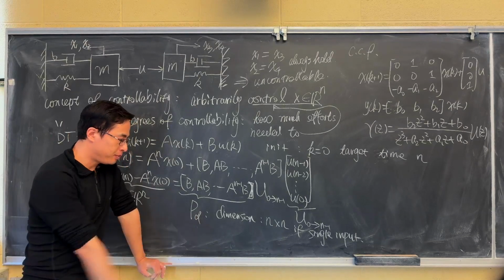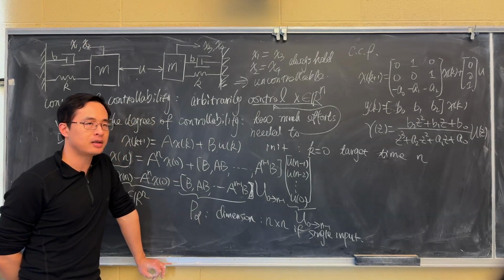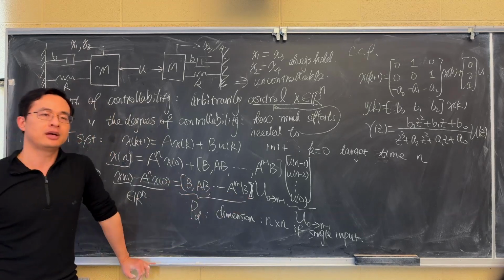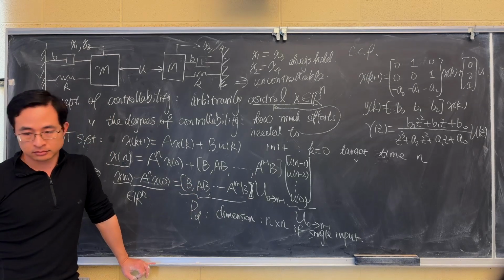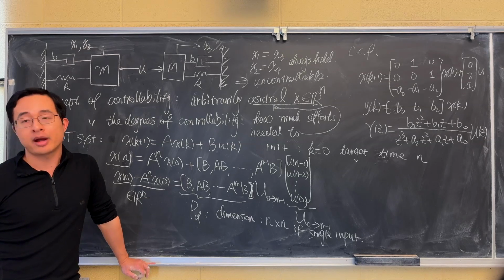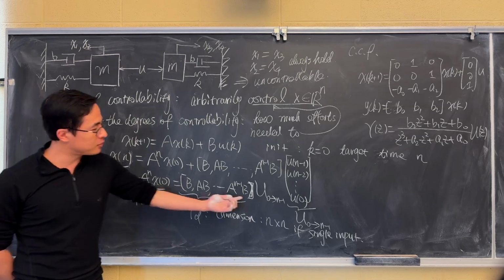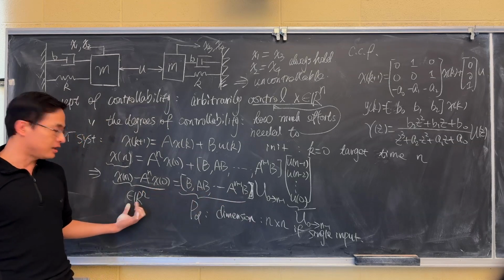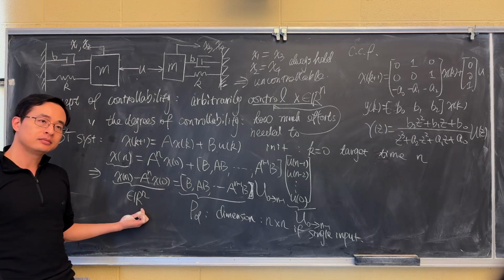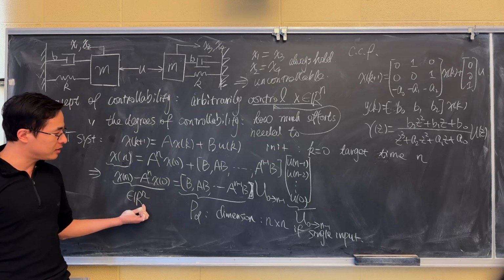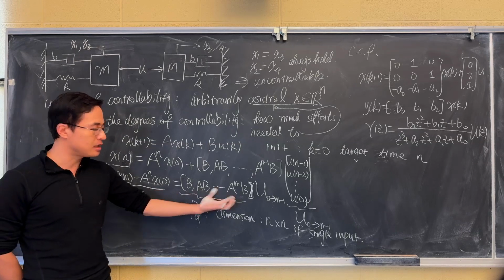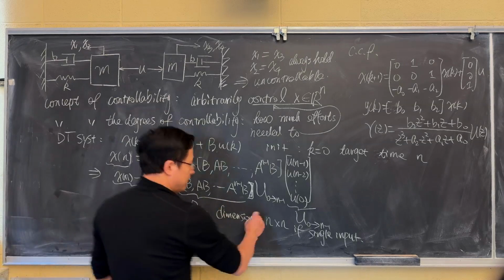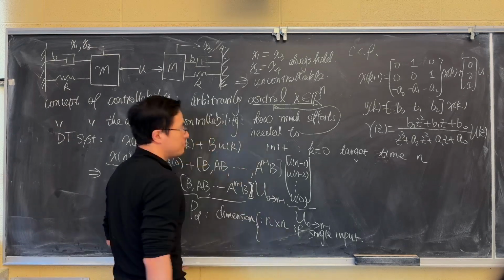If P_D is n by n, what is the condition for this equation to have a solution? The rank is n, right? If the rank of this matrix is n, then it spans the n-dimensional space. Any vector in the n-dimensional space can be decomposed into linear combinations of these n independent columns. This is for the single input case.